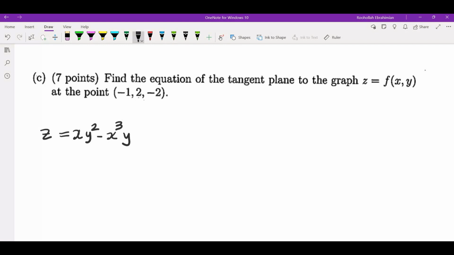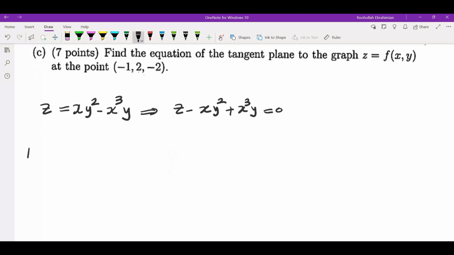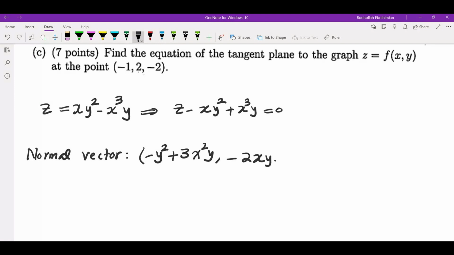So we want to find the equation of the tangent plane to the surface at that point. So first we'll have to write it down as a level surface. So this is z minus xy squared plus x cubed y equals 0. So the normal vector would be the gradient. So the normal vector is going to be the gradient of that, which is (minus y squared plus 3x squared y, minus 2xy plus x cubed, and 1).